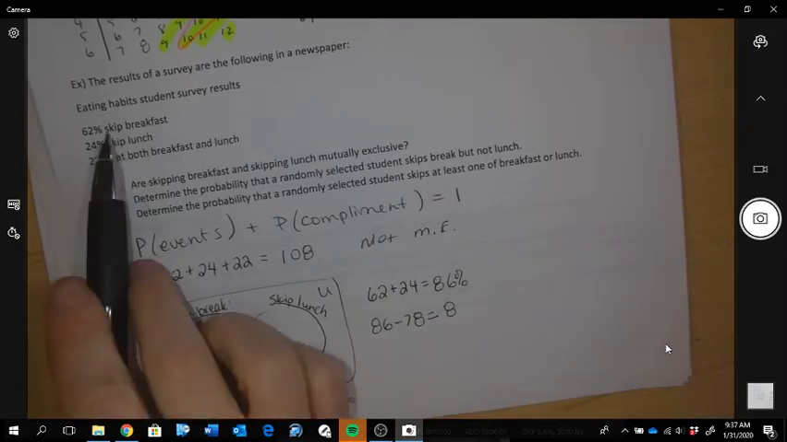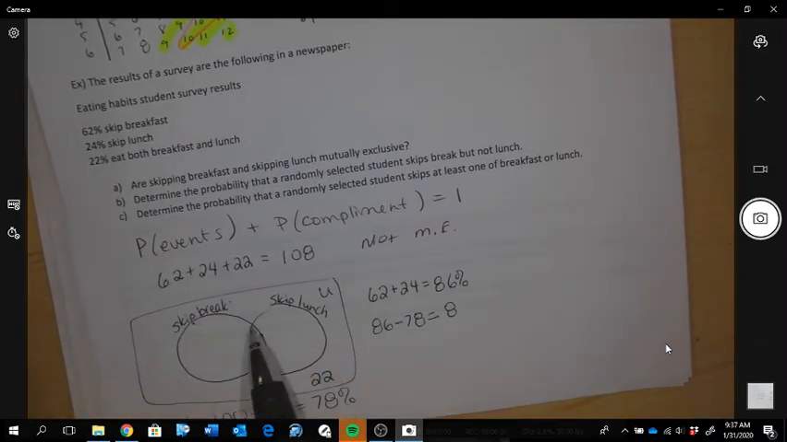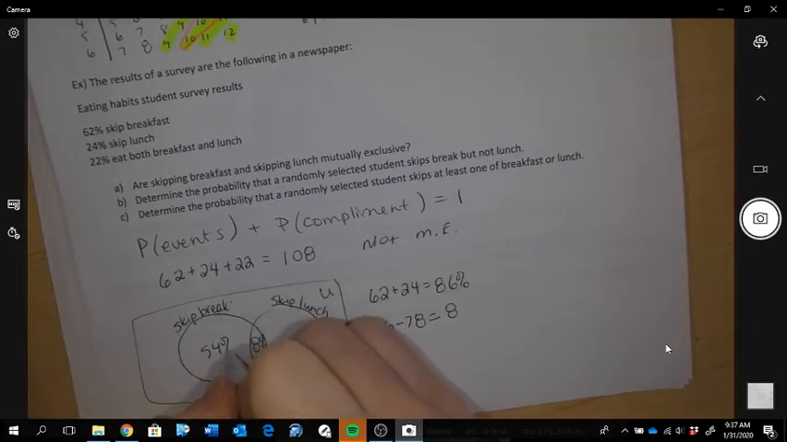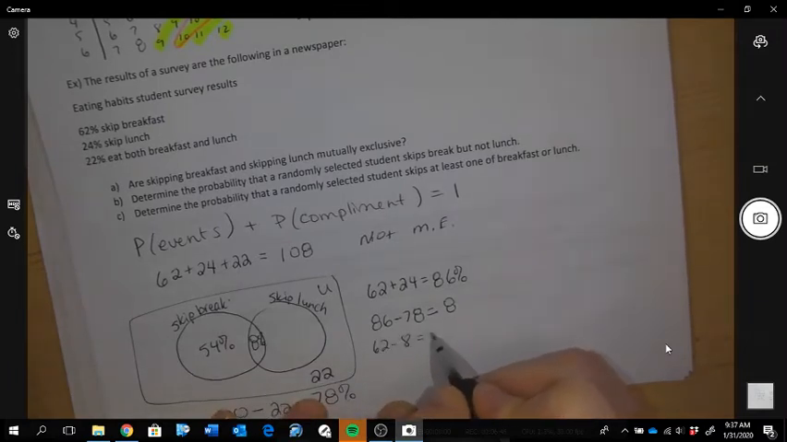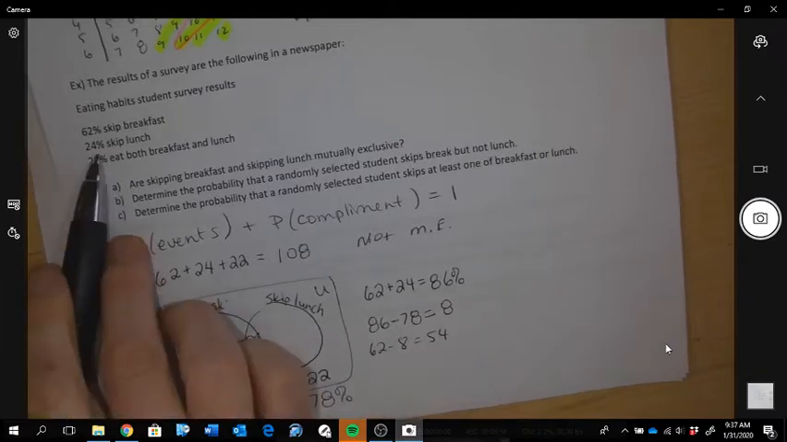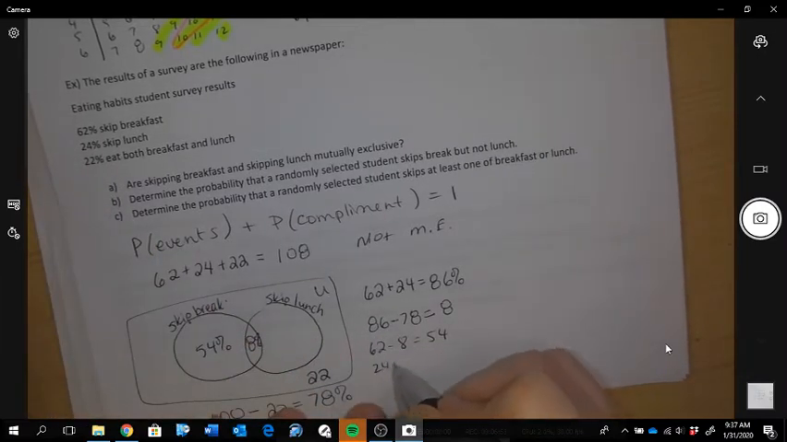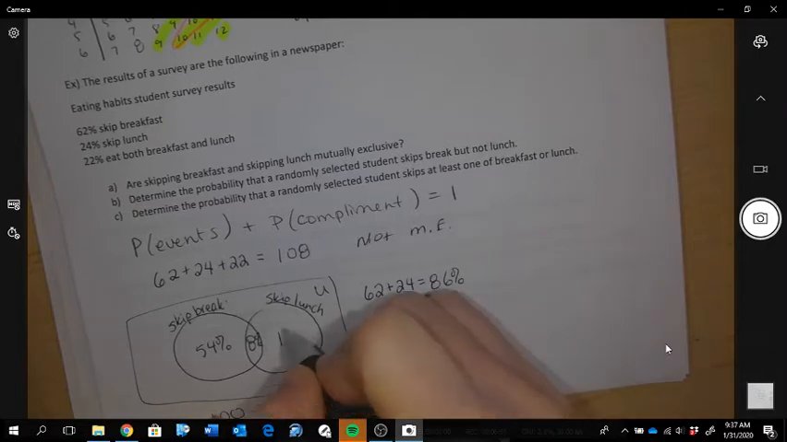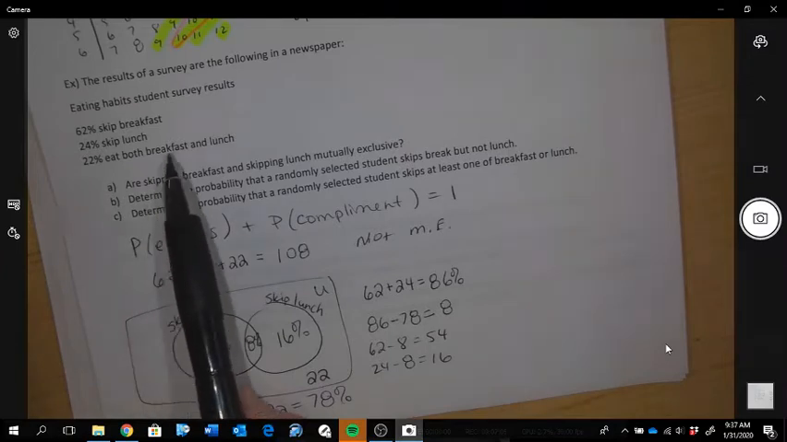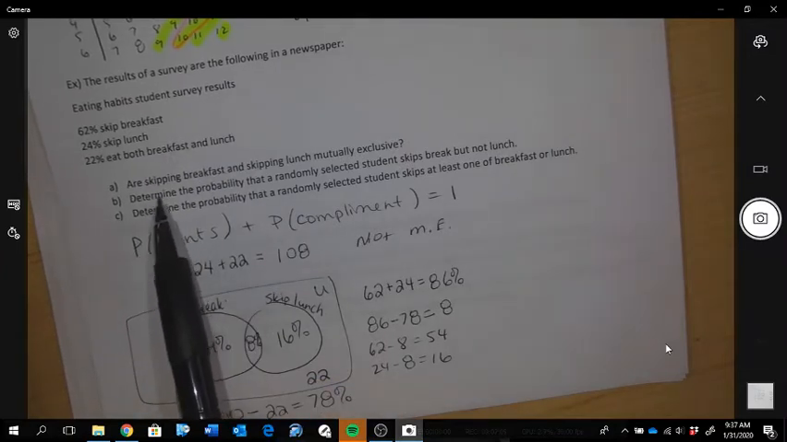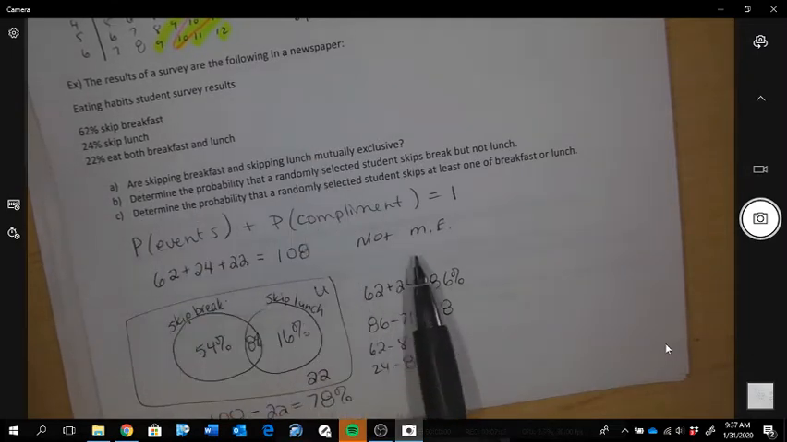Now in skip breakfast there's 62%, so 62 minus 8 is 54%. And in skip lunch I want 24, so 24 minus that overlap of 8 is 16. Now you can see that all of those should add up to 100. So we've decided they aren't mutually exclusive.